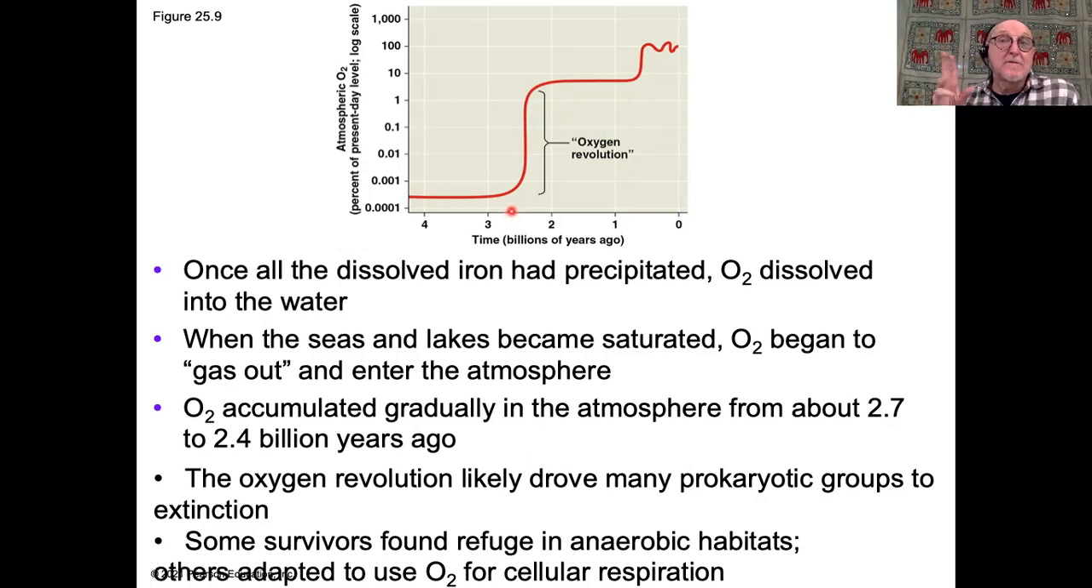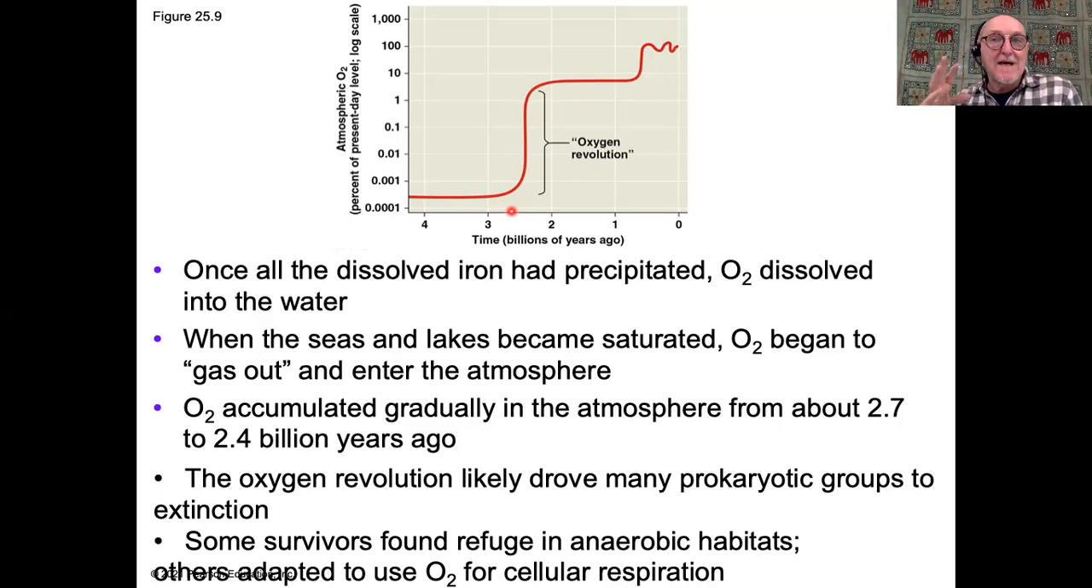And some of them resorted to retreating to anaerobic environments. If we look at prokaryotes today, we still have many prokaryotes which survive perfectly well in totally anaerobic environments. They are like reminders of the early kinds of prokaryotes that were present on the planet. But most of them simply died out in the presence of oxygen.